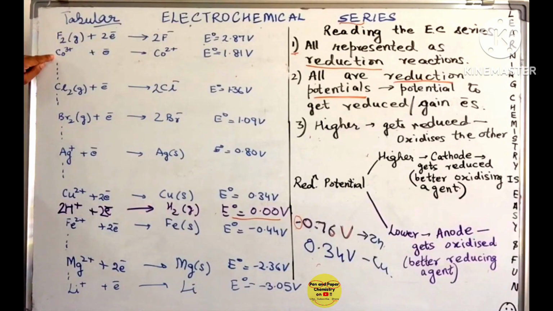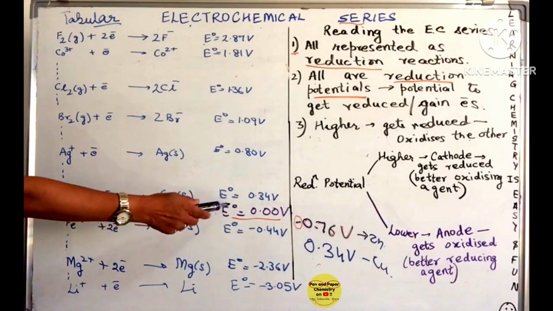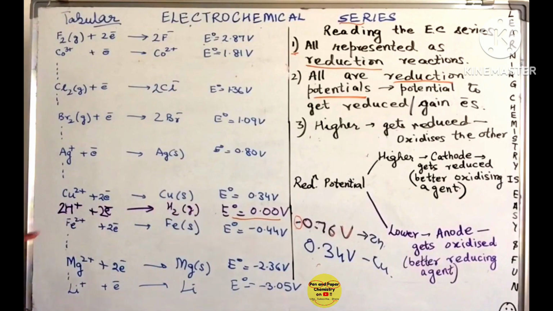Next is cobalt, gaining 1 electron. Then there's a dash, because I don't want to make this space crampy by adding all the elements. So I have just spread them out and given them to you in gaps. So there's chlorine, there's bromine, there's silver. There are many more elements and reactions in this electrochemical series. I've highlighted hydrogen over here, which is 0 volts, right? Then iron, and all the other metals will come here: magnesium, lithium, and so on.